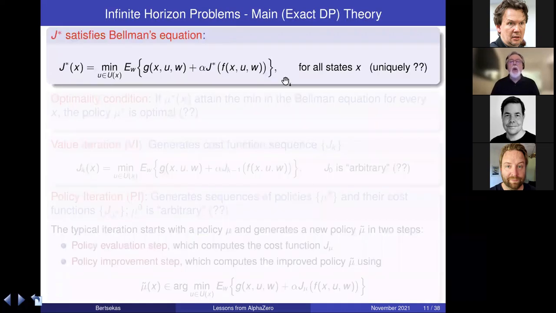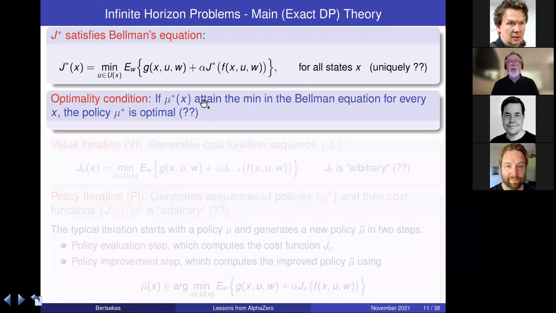And let me give you a synopsis of the theory. The first result is that J star, the optimal cost function, satisfies Bellman's equation. Now there is one such scalar equation for every state. So this is a functional equation. And J star satisfies this equation, often uniquely, but not necessarily. That's why I have these question marks. There's an optimality condition. If for a given X, mu star of X attains the minimum in this equation for every X, then the policy that you obtain is optimal. Again, there are some exceptions to that.